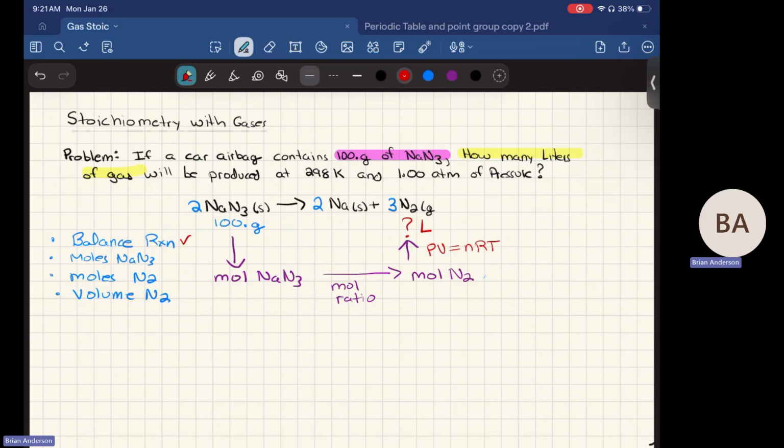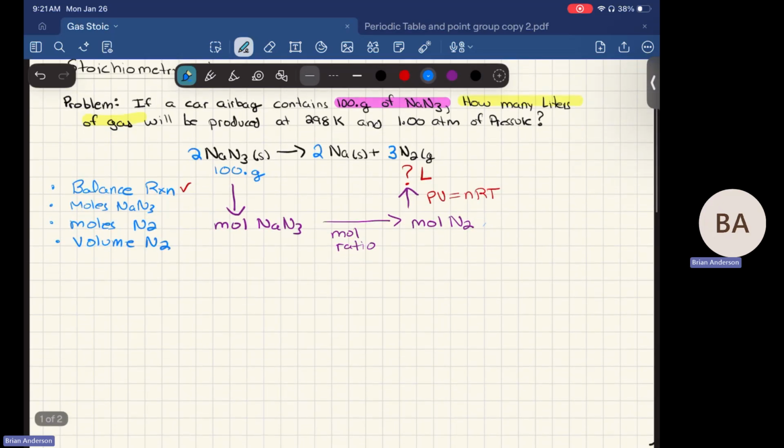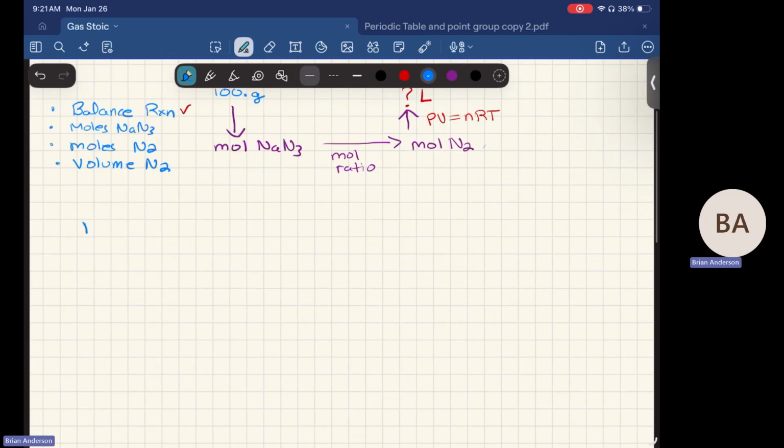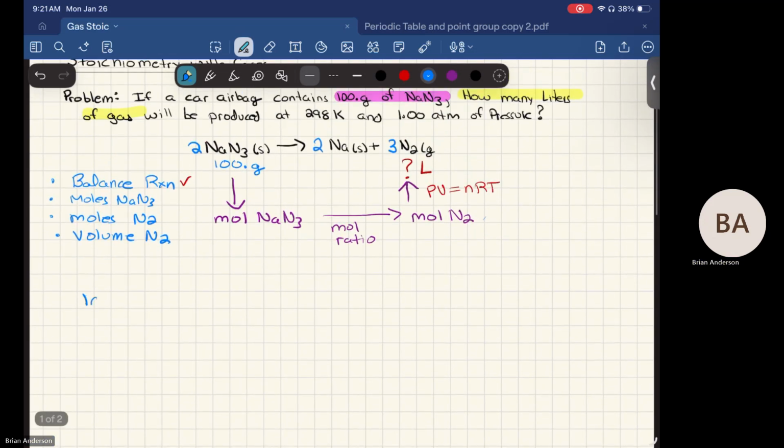Now we can start off with our calculation. What we need to do is find the moles of NaN3. So I'm going to start off with our 100. grams of NaN3, and we're going to convert that into our moles. We want grams to go away, so we're going to have moles up top.